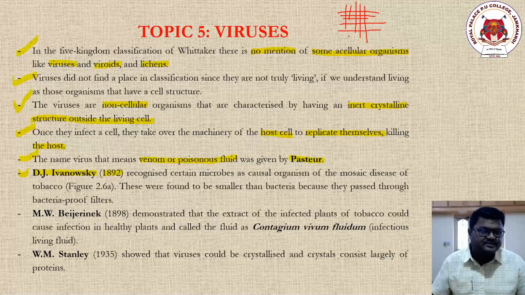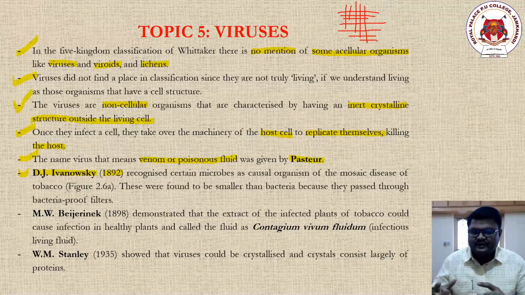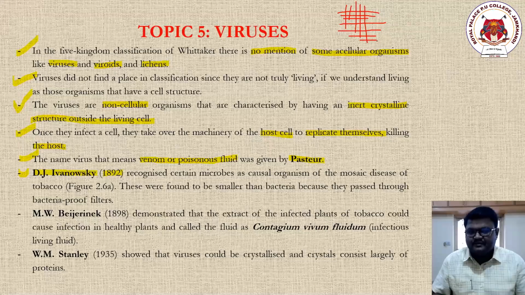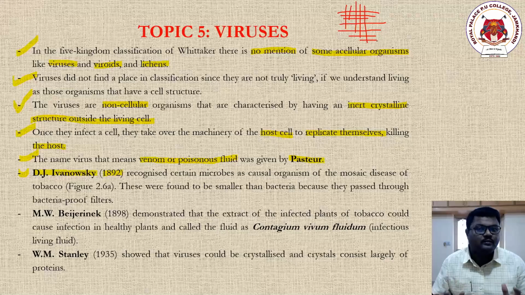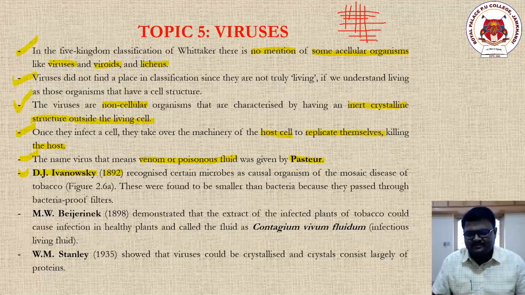The patches on the leaf were like this. It's like a mesh, and it looked like a tile appearance, like a mosaic design. So that's why they used the term tobacco mosaic disease. Very simple: tobacco mosaic disease is a disease that affects the tobacco plant.